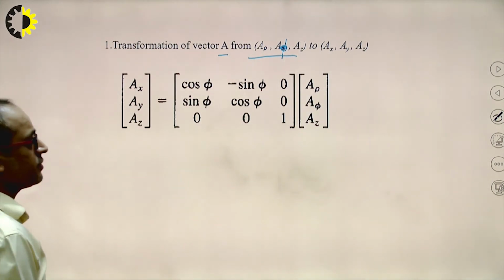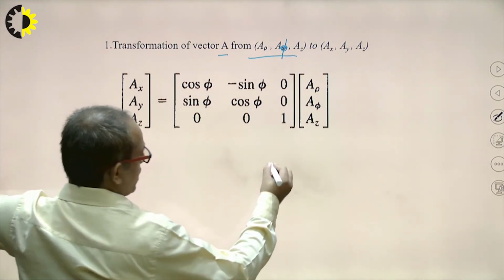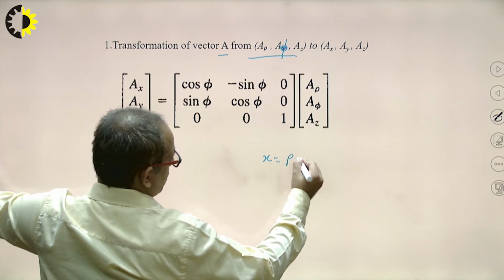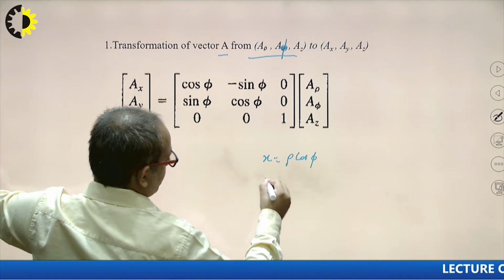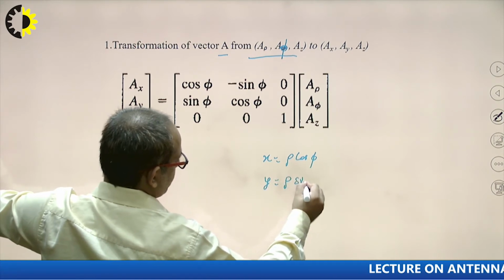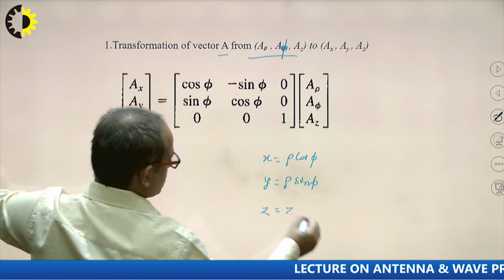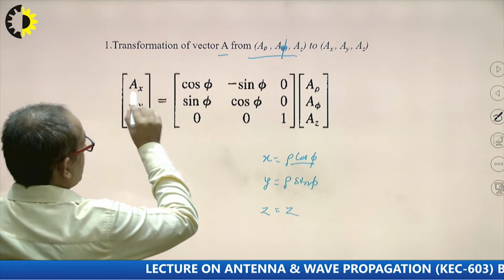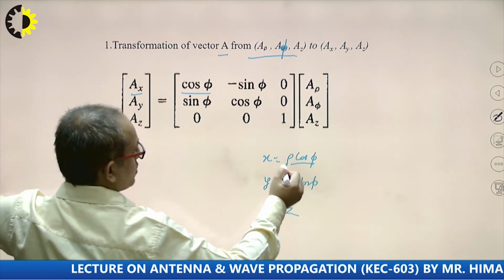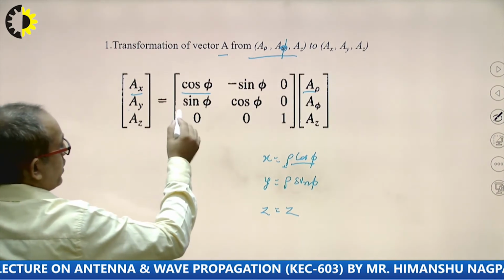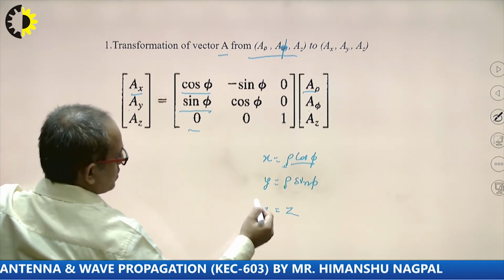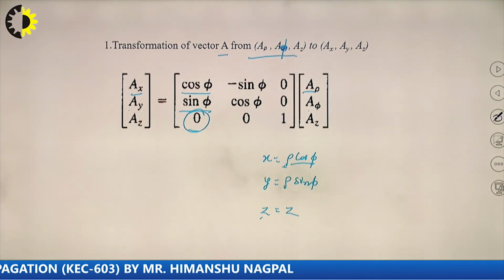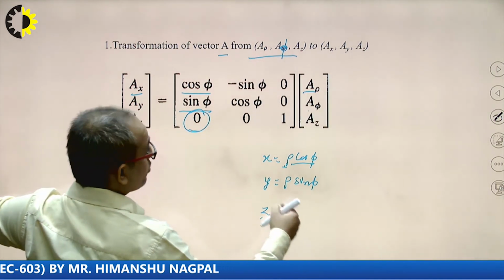Now you will see here that, as you know, x equals rho cos phi, y equals rho sin phi, and z equals z. You will see that x is a cap x cos phi, rho, a rho, a phi sin phi, a phi, and z equals, here this will be 0. Clear? Because here z has no rho component.